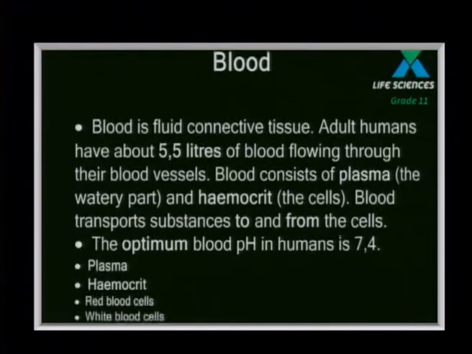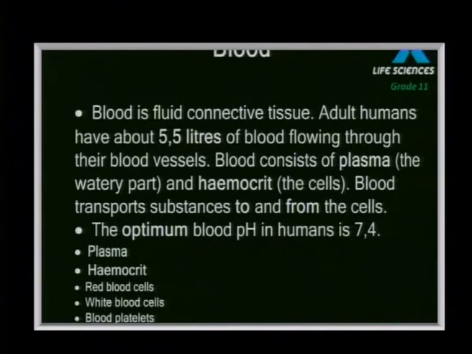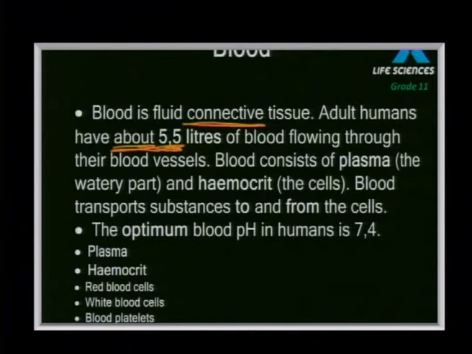Now, blood is fluid connective tissue. You learned this in grade 10. All adult humans have about 5.5 liters of blood flowing through their blood vessels. If you are a 6'6" basketball player who is huge, or you are Muhammad Ali, the biggest boxer known to man, you are not only going to have 5.5 liters of blood. If you are a little person who is 5'4" and all petite and tiny, you are not going to have 5.5 liters of blood. So remember, we say about. It is on average 5.5 liters of blood flowing through their blood vessels.